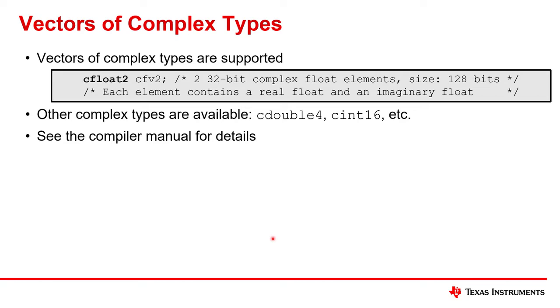Vectors of complex types are supported. Here's an example. You'll write a C in front of the base type, and then the number of them that there are in that vector, just like you're used to. So cfloat2 in this example, that's the name of the variable. This gives you two 32-bit complex float elements. The total size is 128 bits, because each element contains a real float and an imaginary float. There are other complex types available. Some examples are c44, c16, and so on. Please consult the compiler manual for all the details.